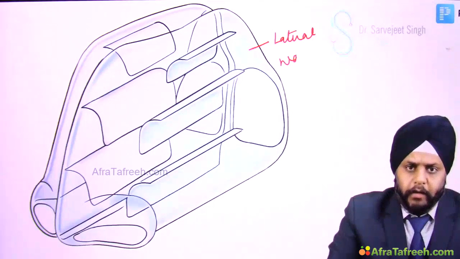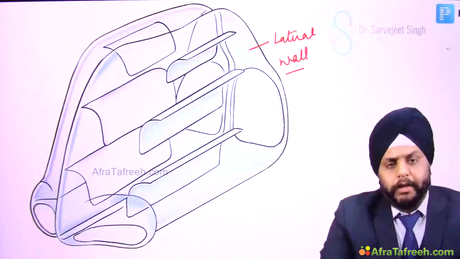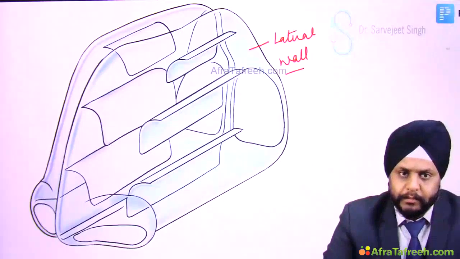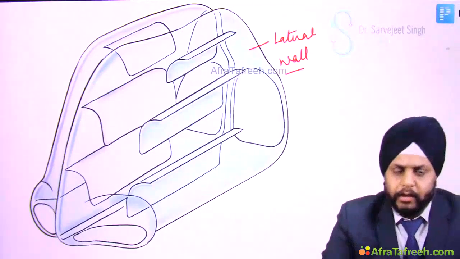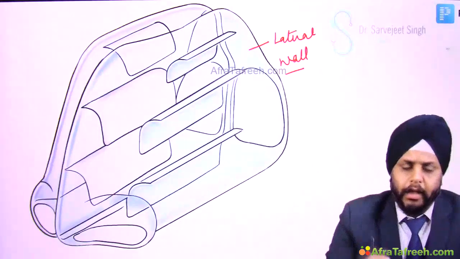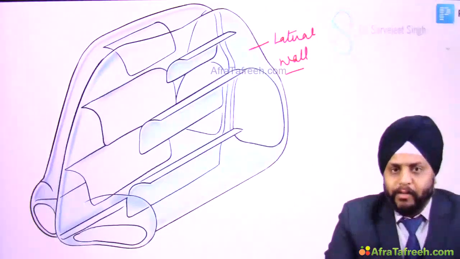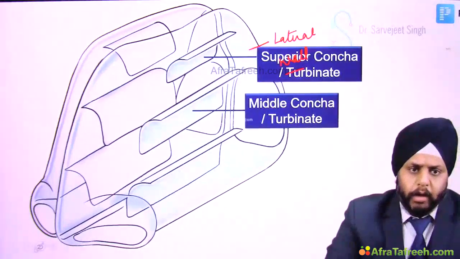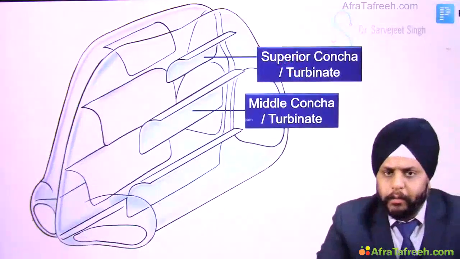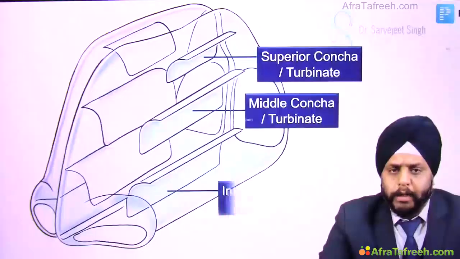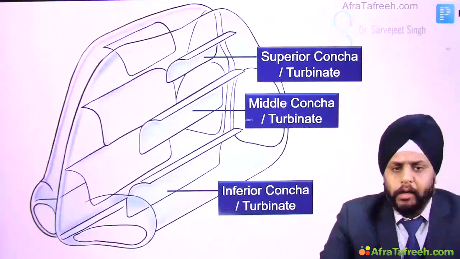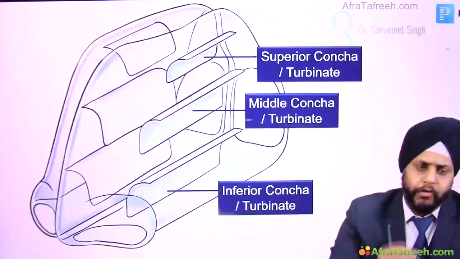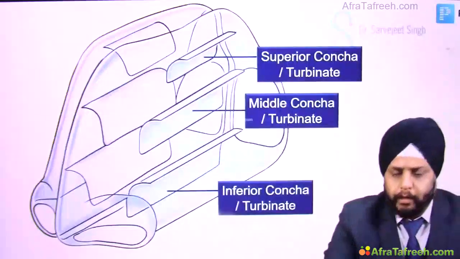When we look at this lateral wall, we can see that on each side in the lateral wall there are three flap-like structures. These three flap-like structures are hanging from the lateral wall and they are known as turbinate or concha, right? So three turbinates or concha. We have the superior turbinate or superior concha, middle turbinate or middle concha, and inferior turbinate or inferior concha. So they are flap-like or scroll-like structures which are hanging from the lateral wall.